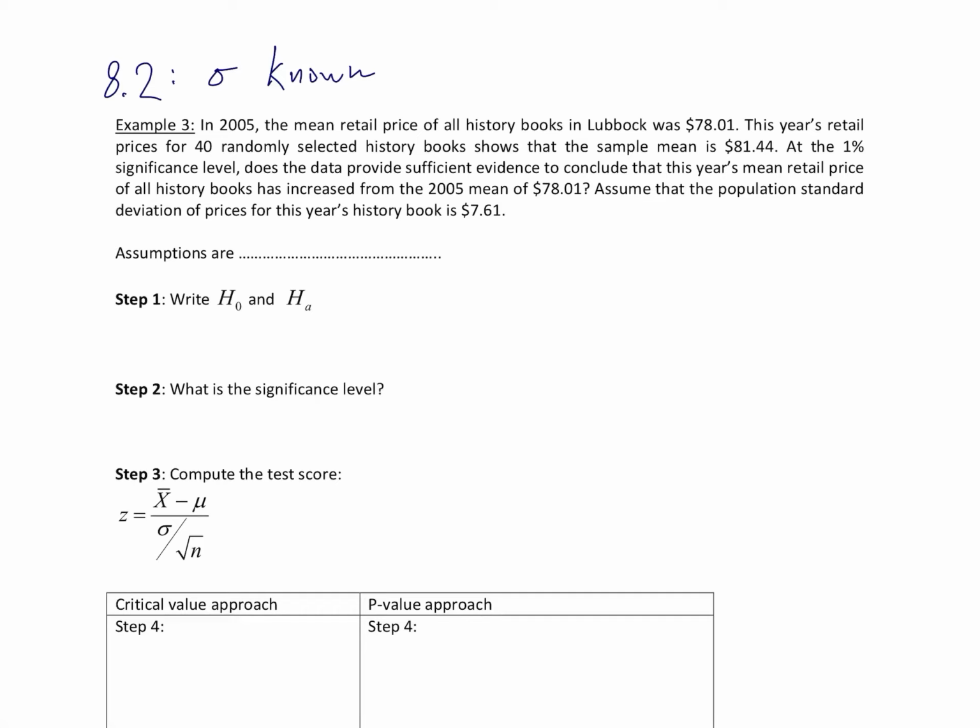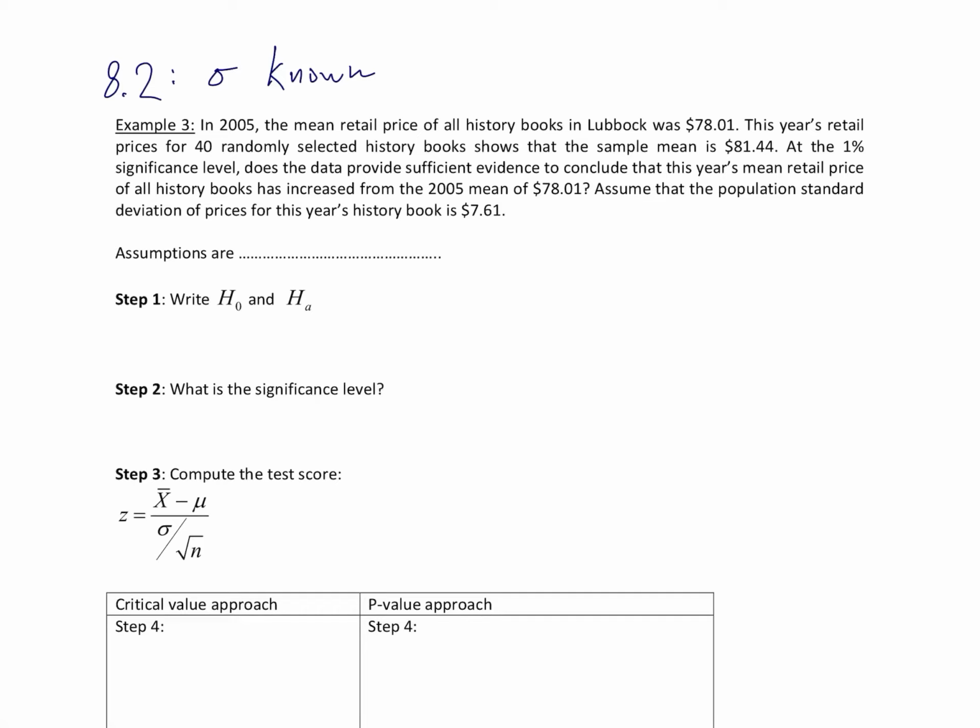Okay, so let's look at example 3. Here it says, in 2005, the mean retail price of history books in Lubbock was $78.01. This year's retail prices for 40 randomly selected history books show a sample mean of $81.44. At the 1% significance level, does this data provide sufficient evidence to conclude that this year's mean retail price has increased from the old mean?